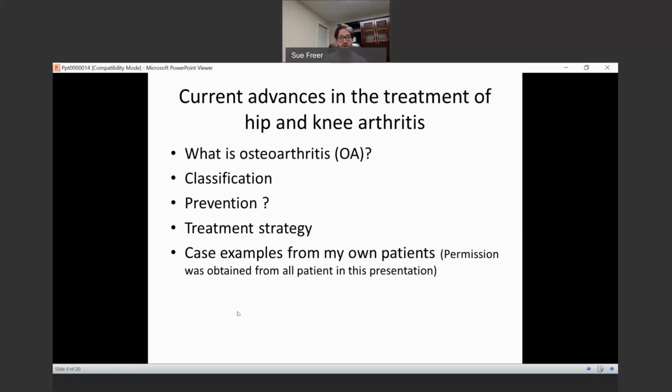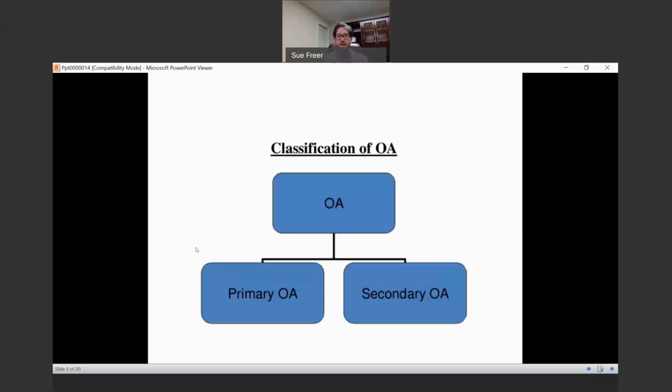What is knee osteoarthritis? How would you classify that? And is there any preventive strategy? So when you see patients in your office as a primary care physician, what would you discuss with them? And what is the treatment ladder? And when should you send these patients to an orthopedic surgeon? I have some case examples, a few pictures from my own patients. All these were consented for permission for this presentation.